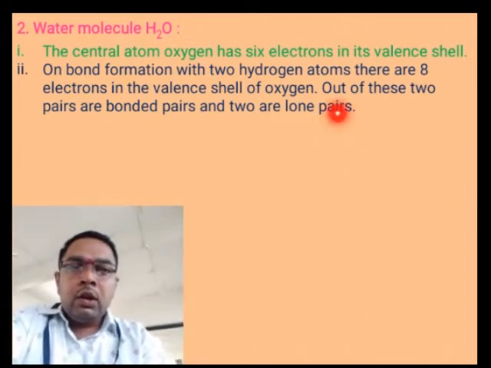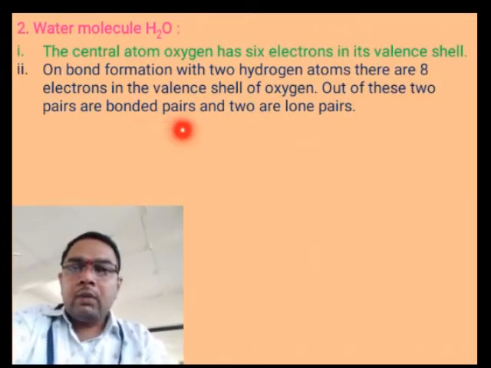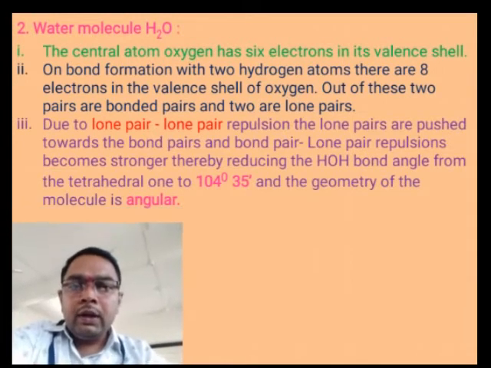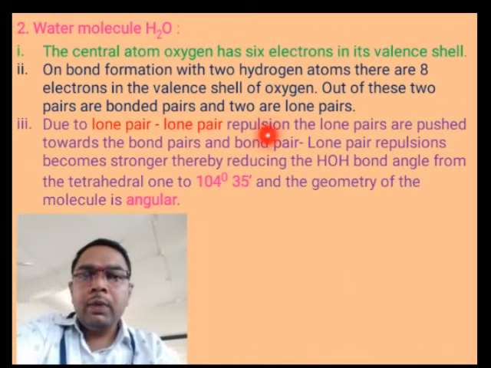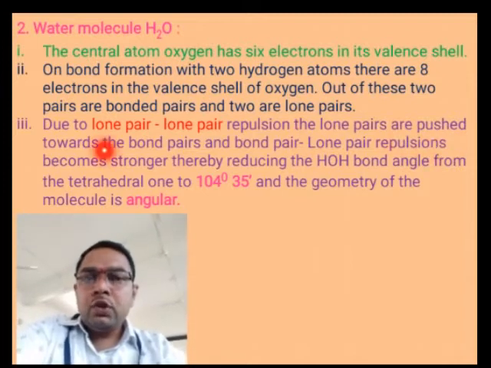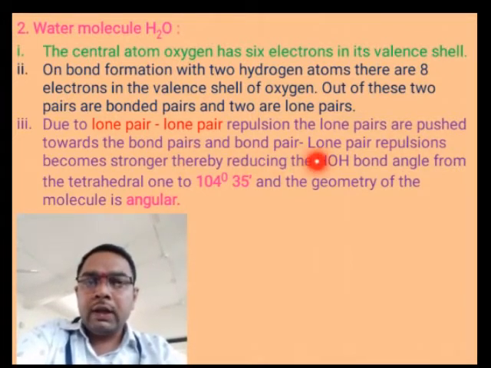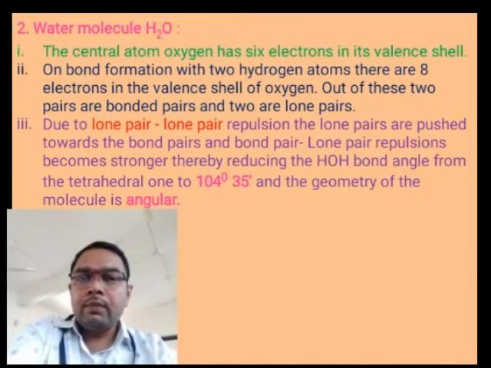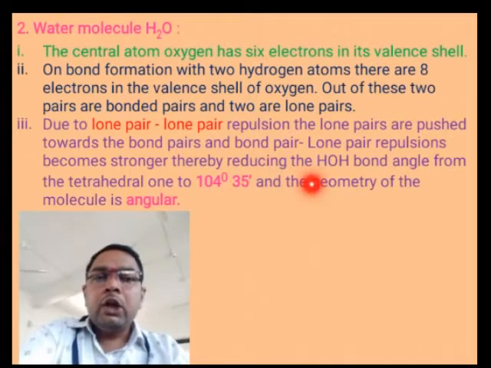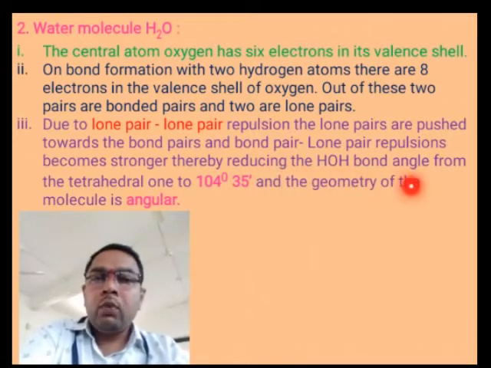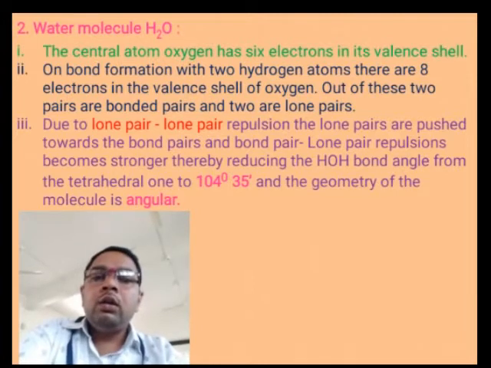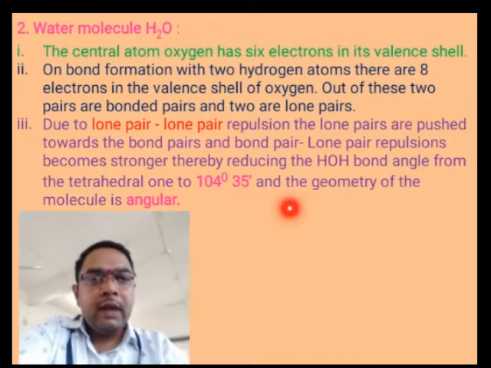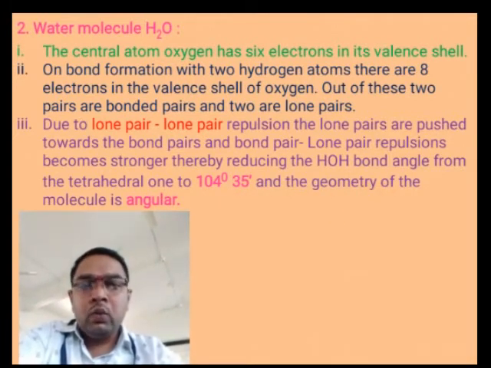Out of these, two pairs are bonding pairs and two are lone pairs. Due to the lone pair repulsions, lone pairs are pushed towards the bond pairs and the bond pair-lone pair repulsions become stronger, reducing the HOH bond angle from the tetrahedral 109°28' to 104°35', and the geometry of the molecule is angular.